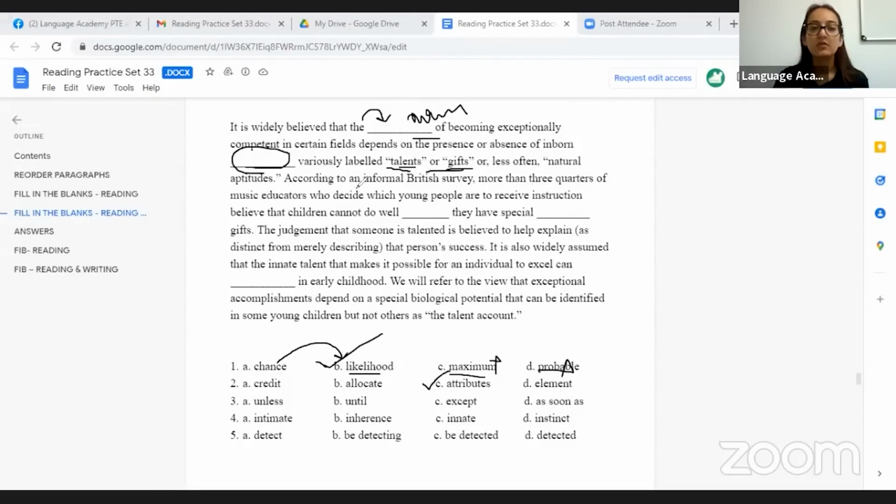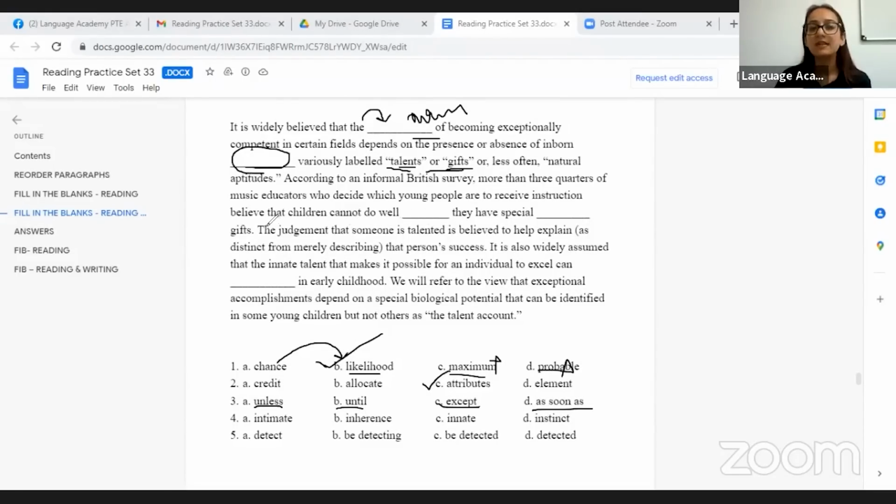And then they say, according to an informal British survey, more than 3/4 of music educators who decide which young people are to receive instruction believe that children cannot do well, dash they have special gifts. So children cannot do well unless they have. Unless is used when you put a condition after. And until is with respect to time. Except is when you put an exception, one thing which is not matching the other group. And as soon as doesn't fit, as soon as means again with respect to time.